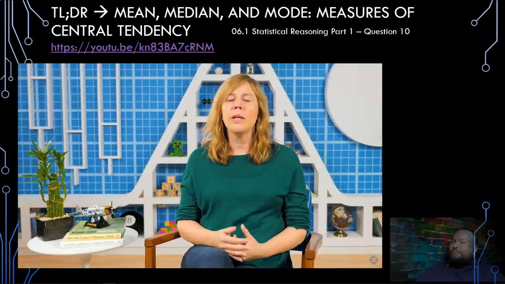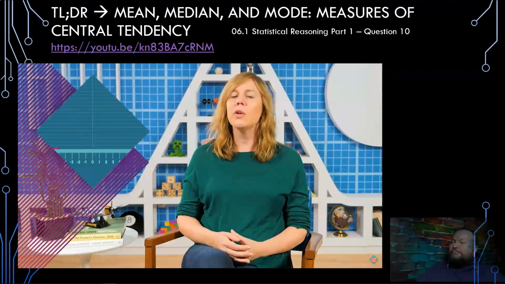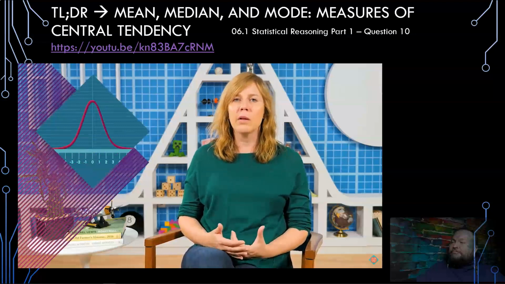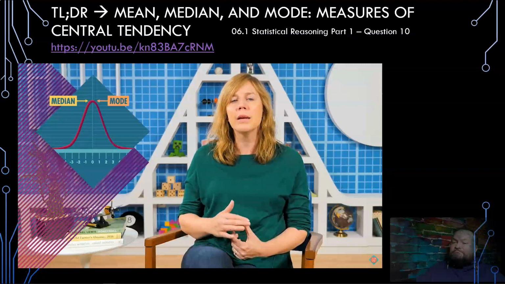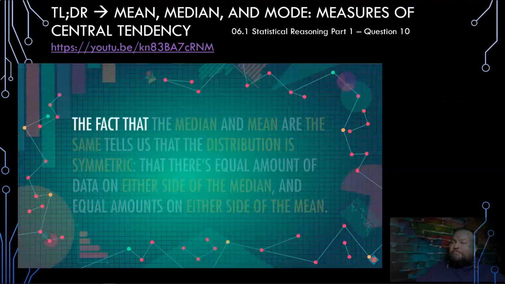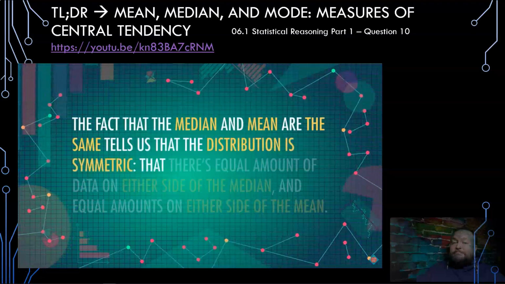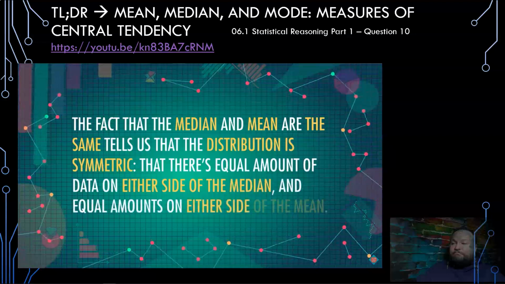The relationship between the mean, median, and mode can tell us a lot about the distribution of the data. In a normal distribution that we mentioned earlier, they're all the same. We know that the middle value of the data, the median, is also the most common, the mode, and is the peak of the distribution. The fact that the median and mean are the same tells us the distribution is symmetric, that there's equal amount of data on either side of the median and equal amounts on either side of the mean.